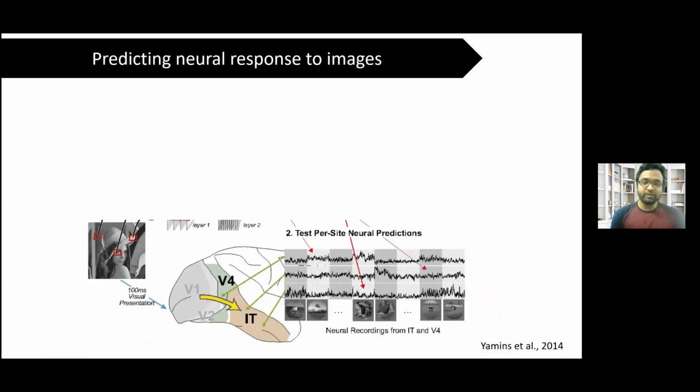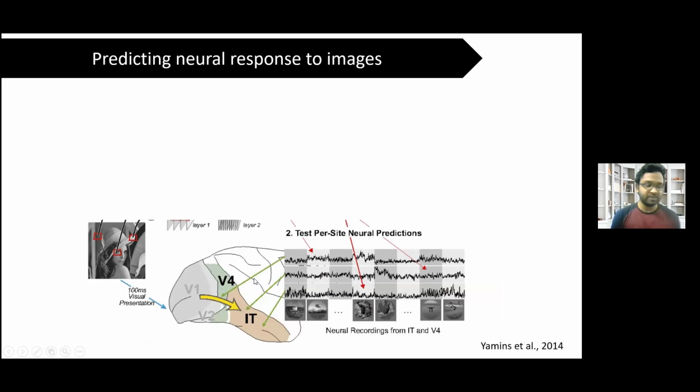So now the question is, can we use these neural networks to predict the response to images? Before we directly jump to using the neural networks, there have been approaches in the field to use similar hierarchical architectures. So let's look at one of them. In this study by Yamins in 2014, they presented images to the monkey, and they recorded from neurons in V4 and IT cortex.